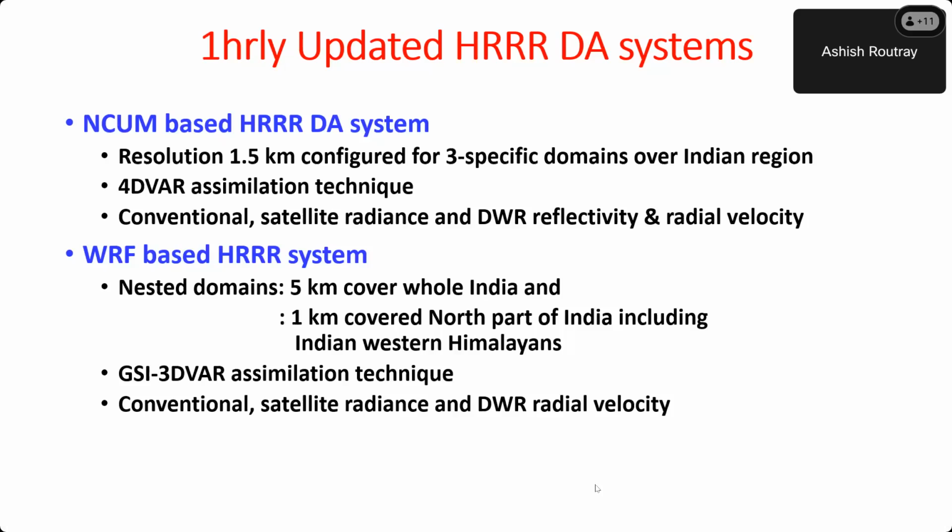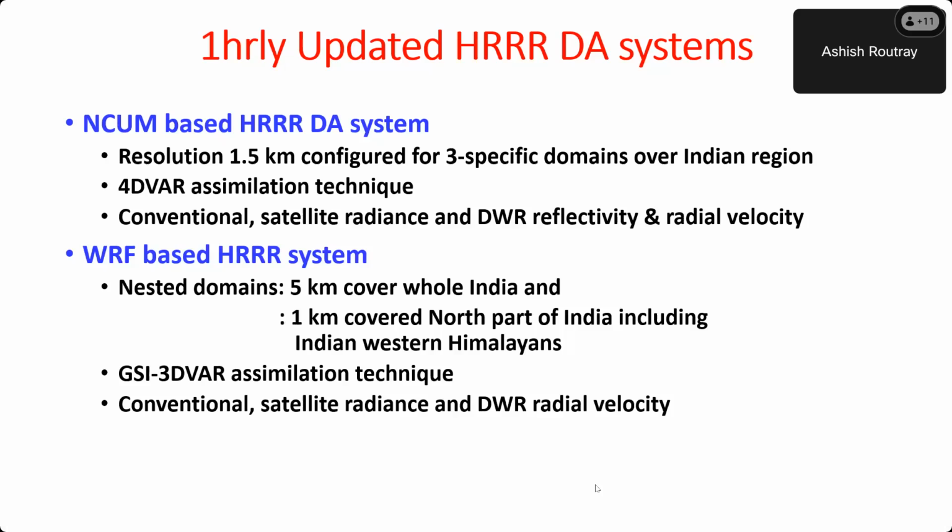The other is a WRF-based HRR system with nested domains. It covers 5 kilometer over the whole of India as the mother domain, and the second domain is 1 kilometer covering the northern part of India. Mostly we are interested in the Indian Western Himalaya region because we are getting a lot of extreme weather events due to climate change over this region. So we are more focused on the Himalaya region for cloud bursts and heavy rain events, and that domain we have shown in the next slide.